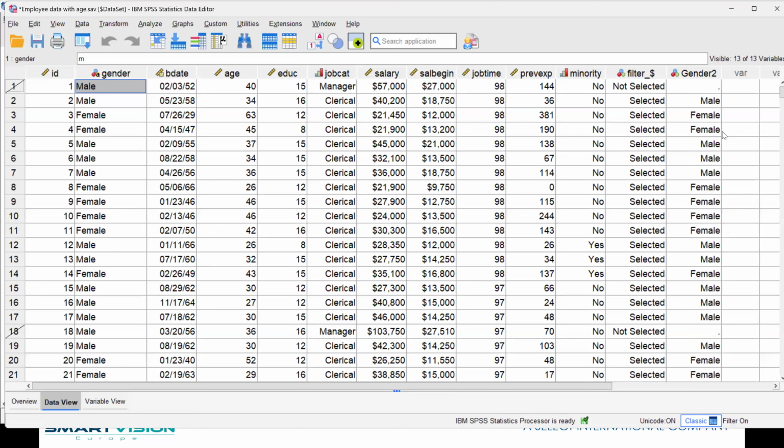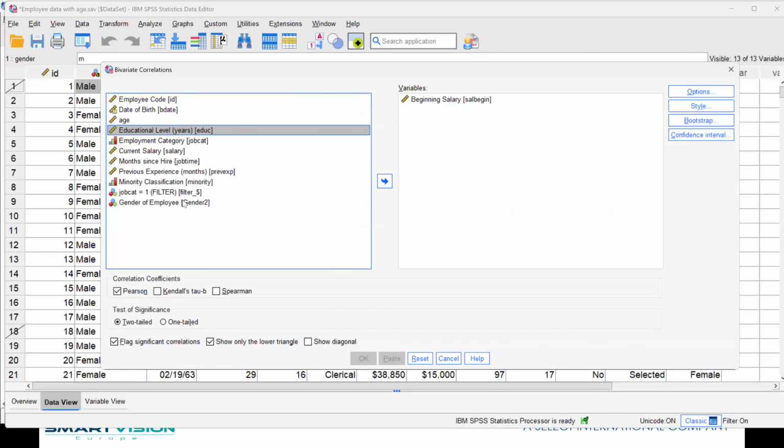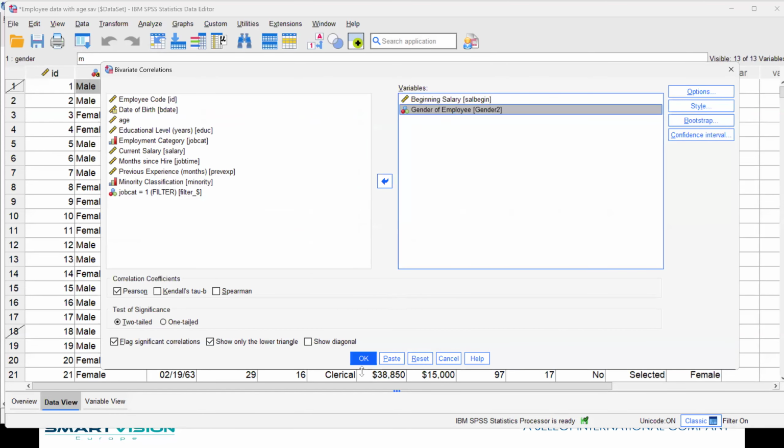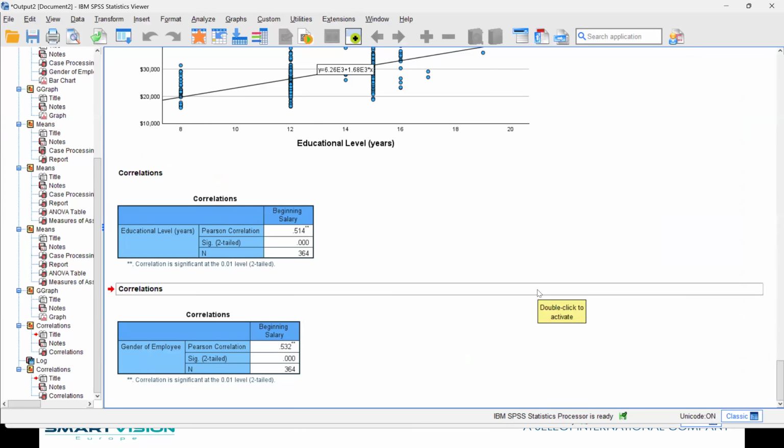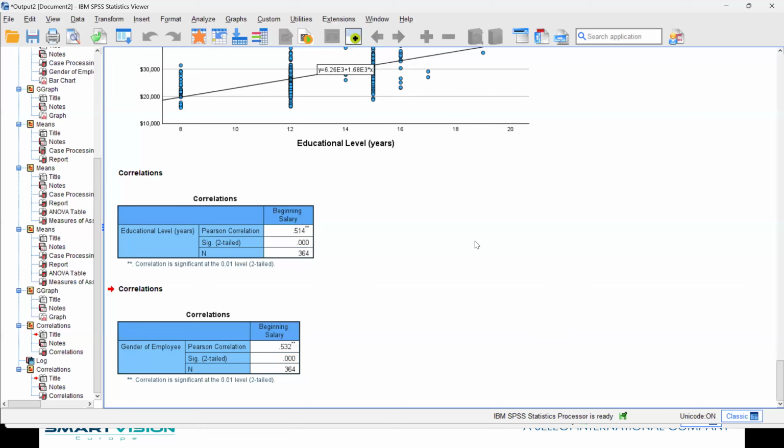Now, because there are only 2 values here, and not 3 or 4 values like JobCat, which has 3 values, it means that you can do correlations, because correlations will work with number fields, rating scales, and binary fields, which are 2 values, like a positive and a negative. So I would be able to look at gender against beginning salary here and see how strongly that is related. Look, that's also 0.5. Oh, this is interesting now, isn't it? So education level affects your starting salary, and gender affects your starting salary as well.